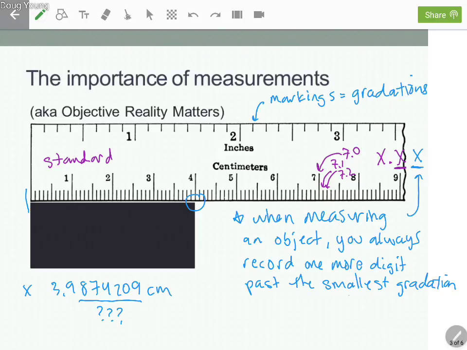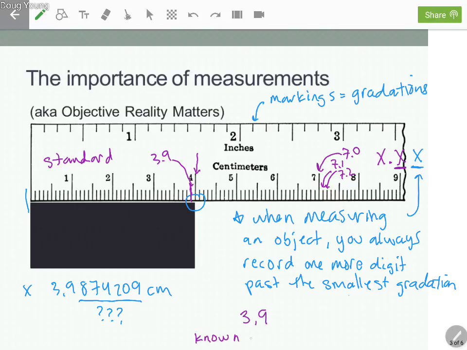So let me take a look at this ruler, right? Definitely to my eye, it looks like this is above 3.9, that black line is above this. All right, so here's my gradation mark, 3.9. To my eye, it doesn't look like it quite gets to the 4. Maybe to your eye it does, to mine it doesn't, but that's why this is an estimated last digit. So if I'm going to record this number, I'm going to say, well, it's 3.9 for sure, right? Because those are the known digits.